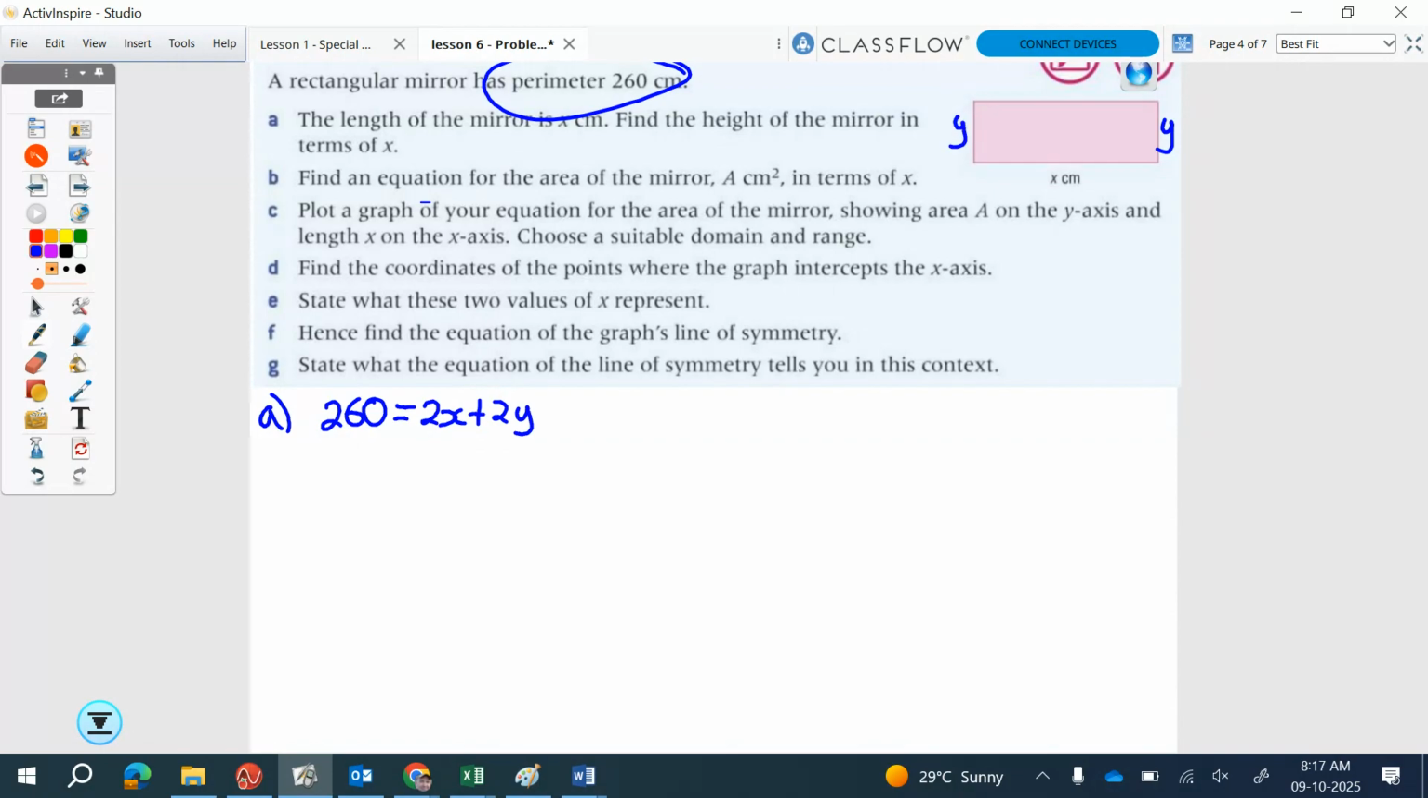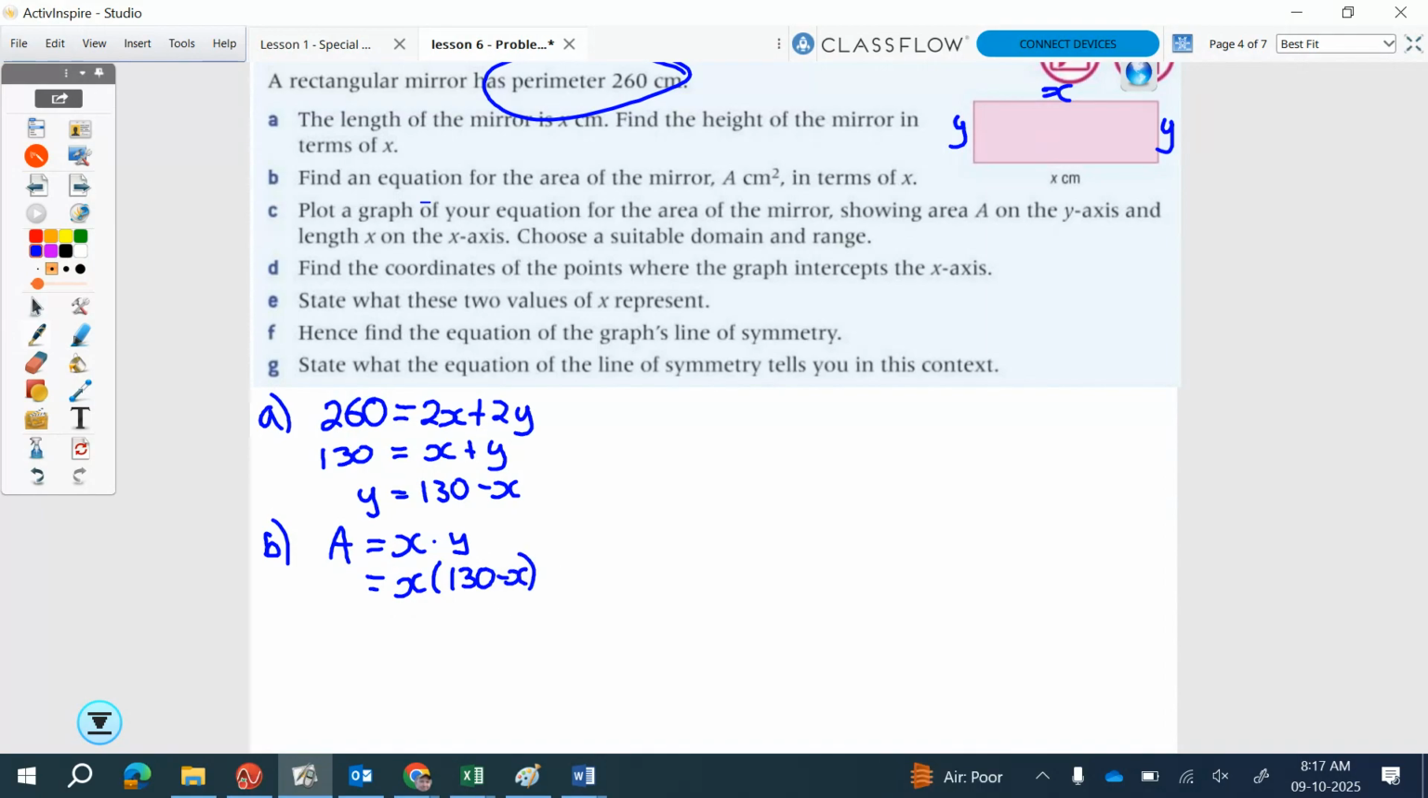We've got a y here, we've got an x here. If we divide through by 2, we're going to get 130 is equal to x plus y, which means y is equal to 130 minus x. Find the equation of the area. So area is x times y. Area equals x times y. So that's going to be x times 130 minus x. We can leave it like that for now.